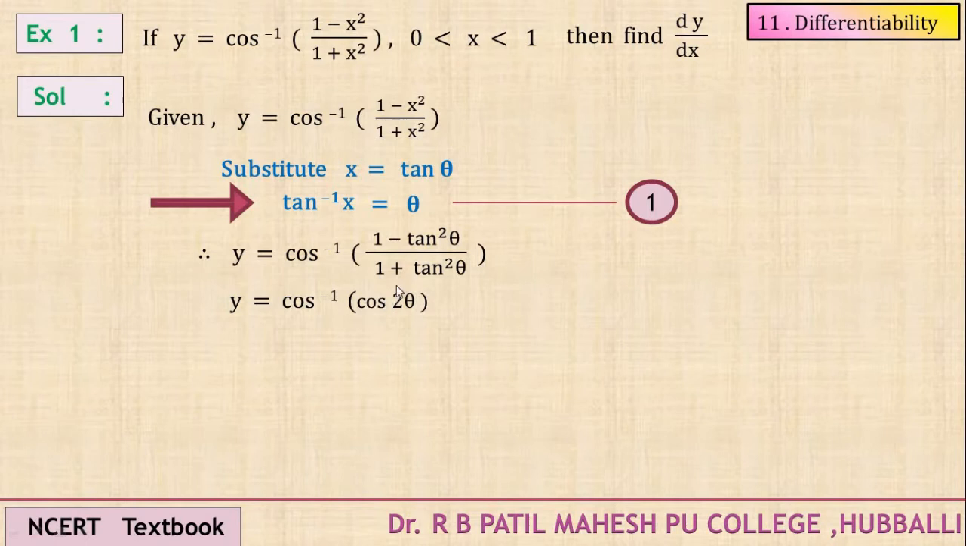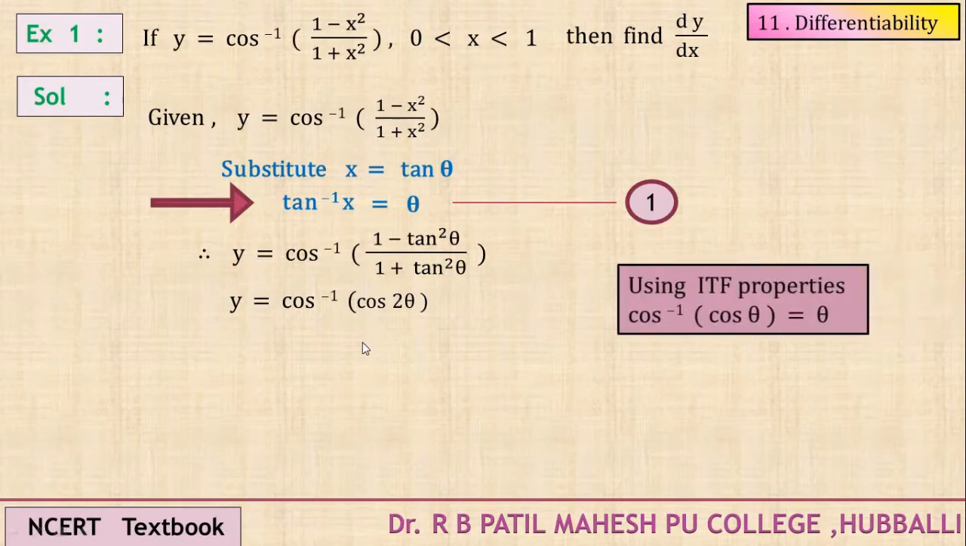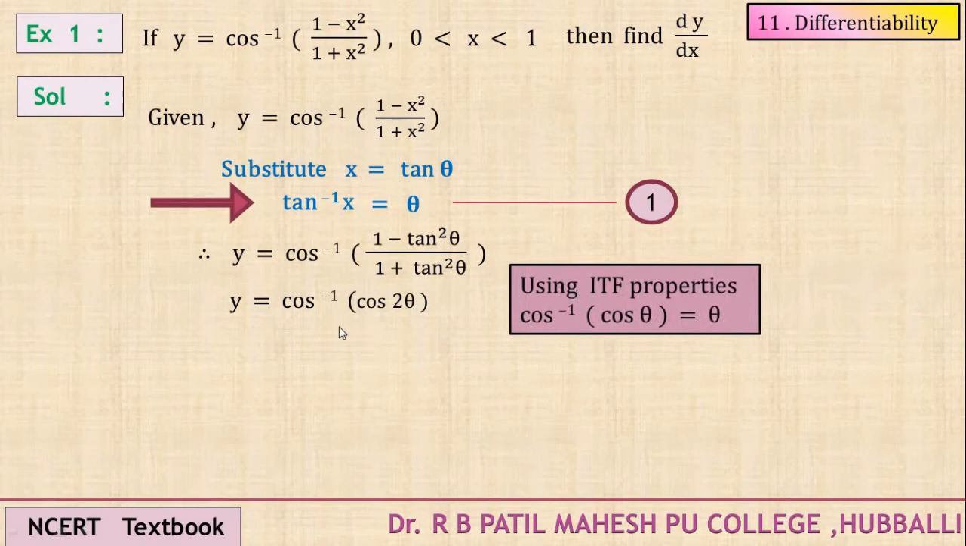Remember, you proved these in the inverse trigonometric topic. Remember all these results. Now, using inverse trigonometric properties, cos inverse of cos 2 theta is written as follows. Cos inverse of cos theta is always equal to the angle theta, and here we have 2 theta, therefore y equals 2 theta. We got the simplest form, but it is in the theta variable, so let me convert it into the x variable by substituting theta from equation 1. From equation 1, theta means tan inverse x.